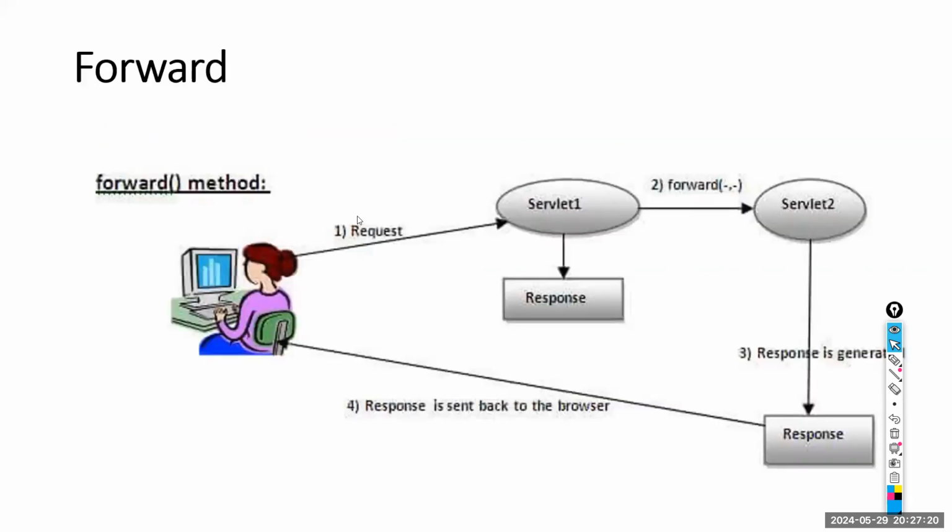So this is an example to demonstrate both forward and include. Basically you forward from servlet 1 to servlet 2, and then servlet 2 sends the response, maybe conditionally. Once it is forwarded to another servlet, the first servlet has no control over the response, so the second servlet must send the response. That is what happens in forward.